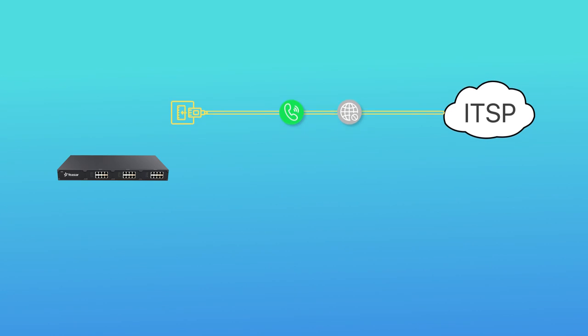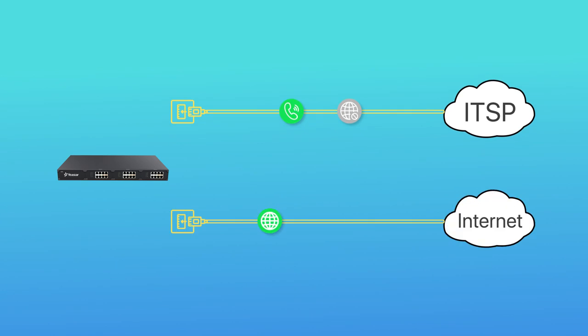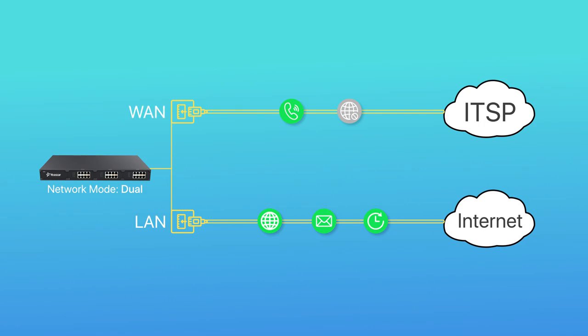To ensure the PBX can reach the internet to enjoy services like email and time synchronization, we need to have another internet cable connected to the PBX. In this circumstance, the S-Series PBX is required to be connected with two kinds of network at the same time. So, both the LAN port and the WAN port on the PBX ought to be configured.